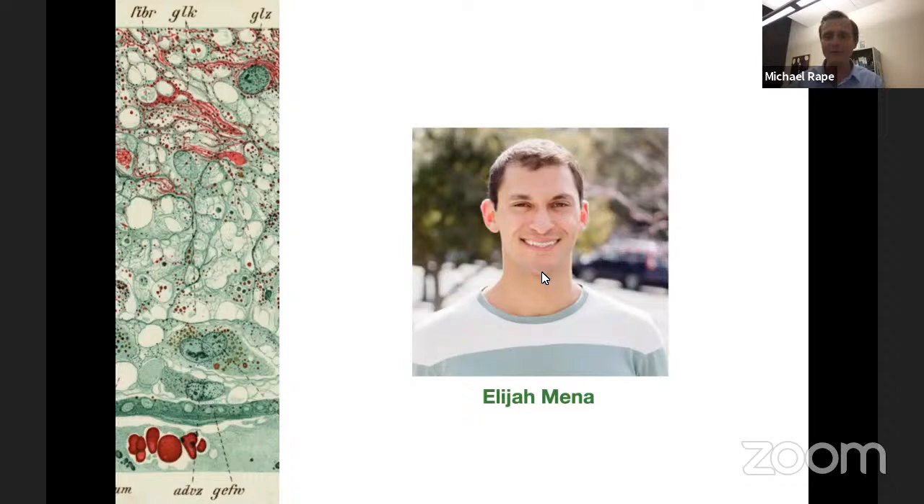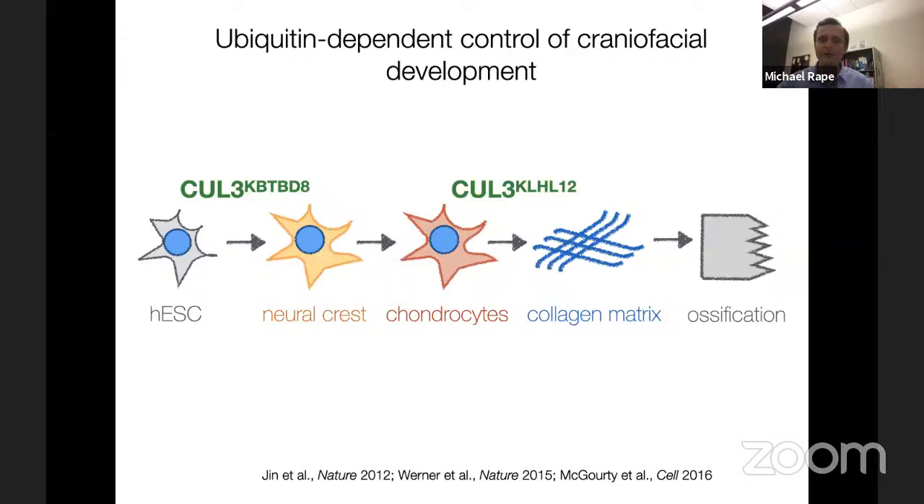So Elijah's work, he stood on the shoulders of other students in the lab, where especially Lin Yang Ying, Achim Werner, and Colleen McGourty, over the years had discovered a pathway that is important for bone formation, particularly in the face and craniofacial development, where we had recognized that ubiquitin plays an essential role. There were two E3 ligases called Cullin-3 KBTBD8 and Cullin-3 KLHL12, which were critical for certain steps in this craniofacial developmental pathway. The most interesting was this one here, Cullin-3 KBTBD8, which controlled the transition of an embryonic stem cell into another precursor cell called the neural crest cell.